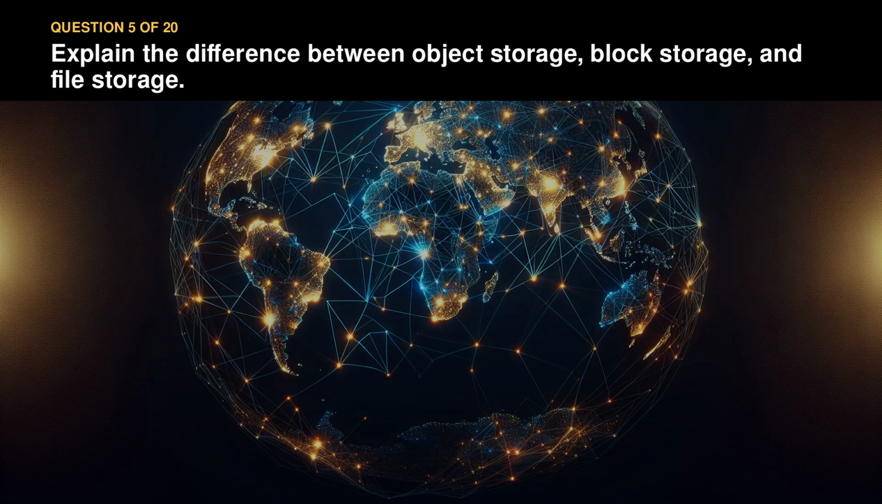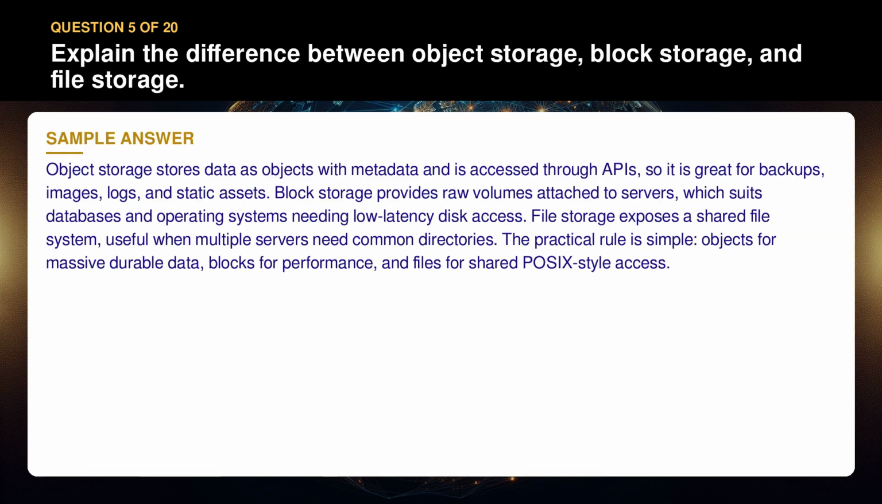Question 5. Explain the difference between object storage, block storage, and file storage. Object storage stores data as objects with metadata and is accessed through APIs, so it is great for backups, images, logs, and static assets. Block storage provides raw volumes attached to servers, which suits databases and operating systems needing low-latency disk access. File storage exposes a shared file system, useful when multiple servers need common directories.